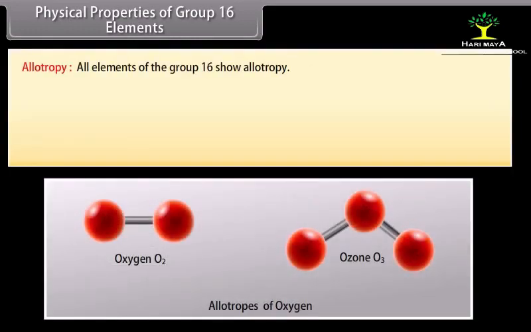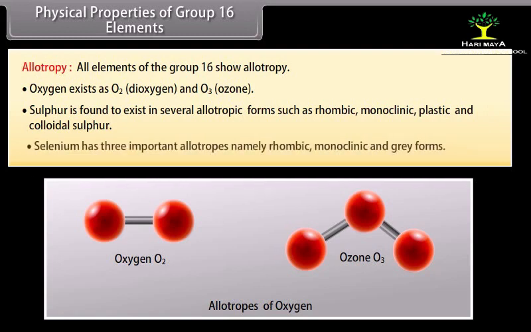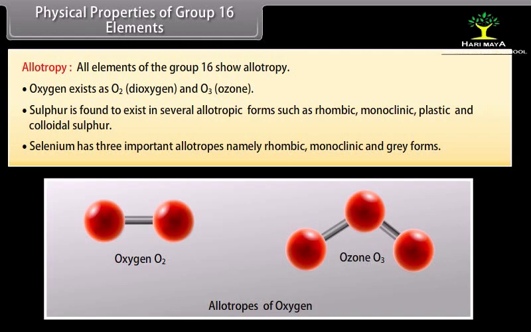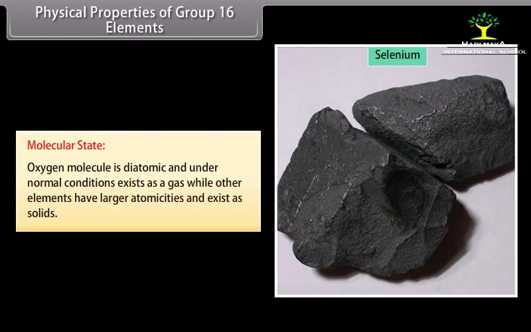Allotropy. All elements of group 16 show allotropy. Oxygen exists as O2 and O3. Sulfur is found to exist in several allotropic forms such as rhombic, monoclinic, plastic and colloidal sulfur. Selenium has three important allotropes, namely rhombic, monoclinic, and gray forms. Molecular state. Oxygen molecule is diatomic and under normal conditions exists as a gas, while other elements have larger atomicities and exist as solids.